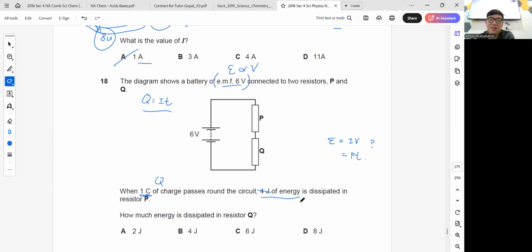Okay, what about this one? This is energy. All work done. Okay, so you got Q equals IT. So they ask about energy here. So resistor Q. All right. Is there any questions? Any other formula that has V and Q inside? Any formula?